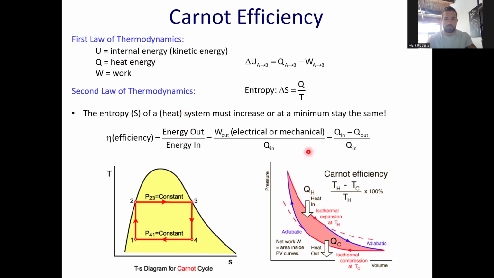And so by using the first and second law, we can show in general the efficiency is Q in minus Q out over Q in, or we can substitute terms around, and we can see that for a Carnot engine, the efficiency is going to be T hot minus T cold over T hot.